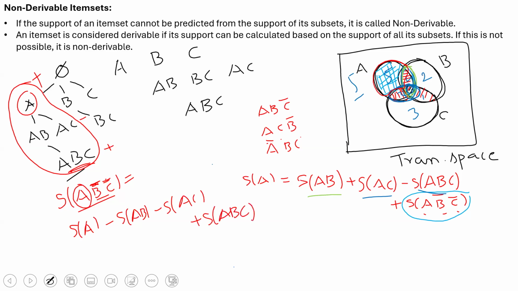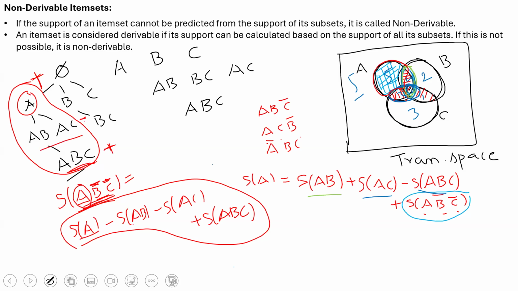This is how an item set with negations is converted down to item sets with all positive terms. I used the lattice structure and started from the positive term and went to the whole term, which is ABC. Where I started, I gave a plus sign. For the next level I gave minus, and for the next level plus. So I started with S of A, support of A, minus S of AB minus S of AC plus S of ABC.